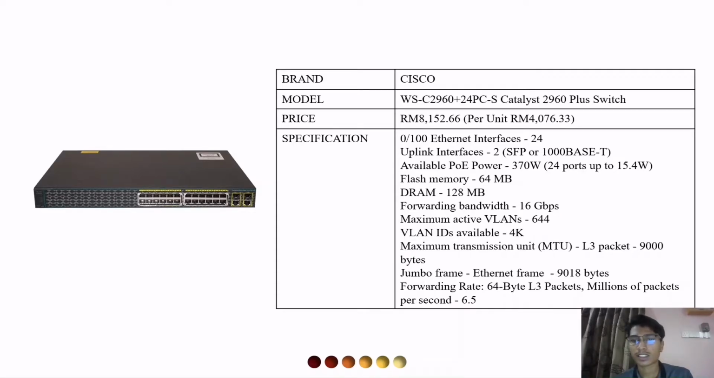Maximum transmission unit, which is MTU, we got 9000 bytes for L3 packet. We got jumbo frame, which is an Ethernet frame of 9018 bytes. Forwarding rate of 64-byte L3 packet, in millions of packets per second, which is 6.5.